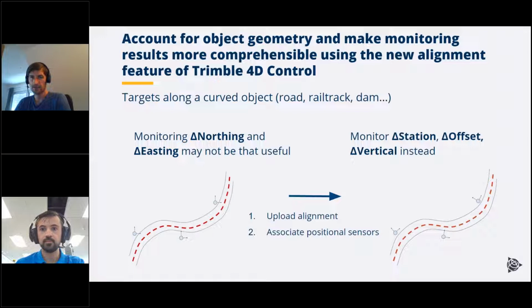And as of T4D version 6.2, it is now possible to calculate station, offset, and vertical values from northing, easting, and elevation values. In other words, instead of delta northing, delta easting, and delta height, T4D can now also produce results in delta station, delta offset, and delta vertical. How do you get there? It's already outlined here. Upload alignment, associate positional sensors. So this is exactly what I would like to demo now, what I would like to show it to you.